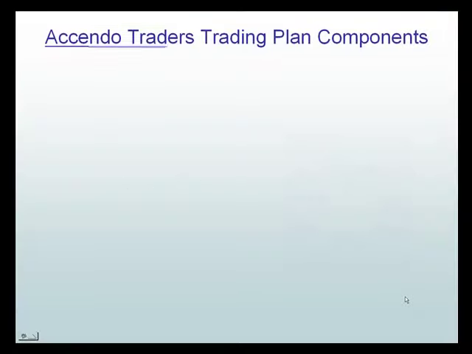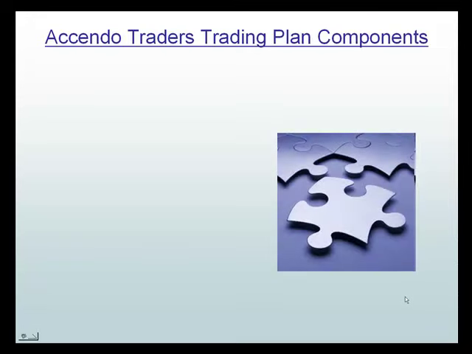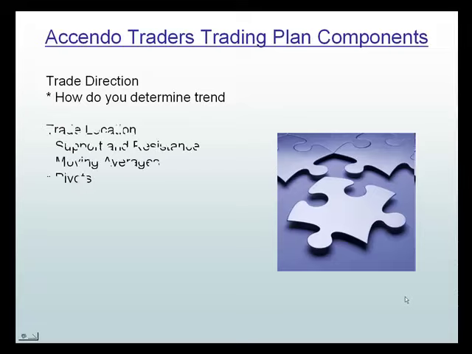So now we're ready. Let's talk about the components to the Ascendo Traders trading plan. Well, we believe that we divide our trading plan into 4 core components. The first one is you have to determine the trend. What is the direction of the market at the current time? You need to be able to identify if your trade is with the trend or if it's a counter trend, and you will adjust your position sizing based upon that information.